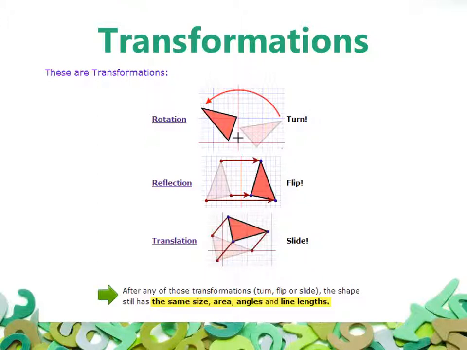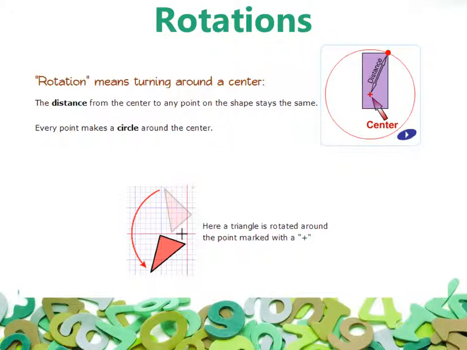This video is going to refer to rotation. And it's important to know that after any transformation, the figure has the same size, area, angles, and line lengths. So what is a rotation? By rotation, we mean it turns around a center. If you look at this, a point that's rotated around this center maintains the same distance, the same radius, all the way around the circle.